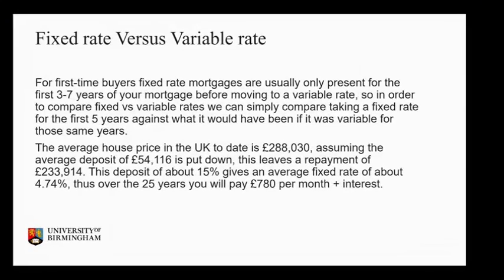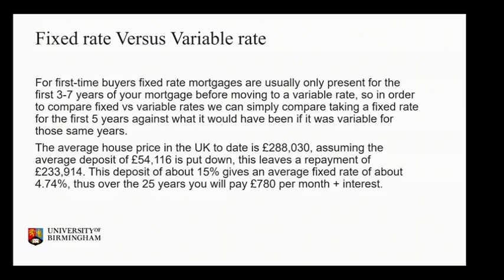Now in order to compare these, seeing as fixed rate mortgages are only really available as part of a larger mortgage plan, such as for the first 3 to 7 years or so of a mortgage before moving to variable rate, we'll only consider the first 5 years as a fixed rate mortgage versus what it could have been if it was variable for those same years.